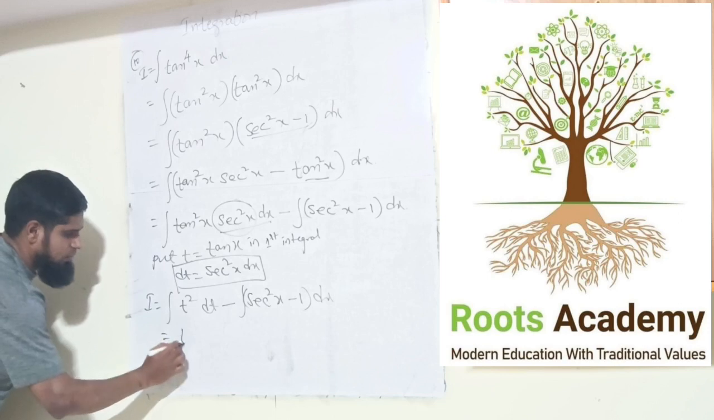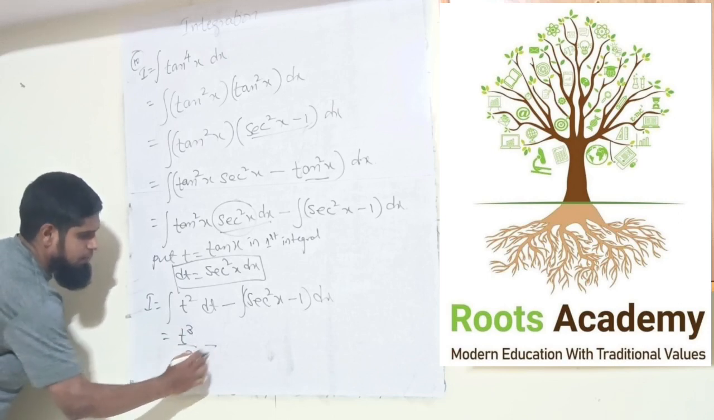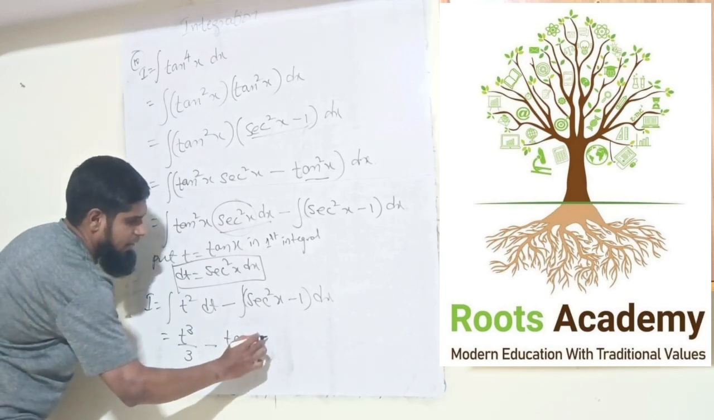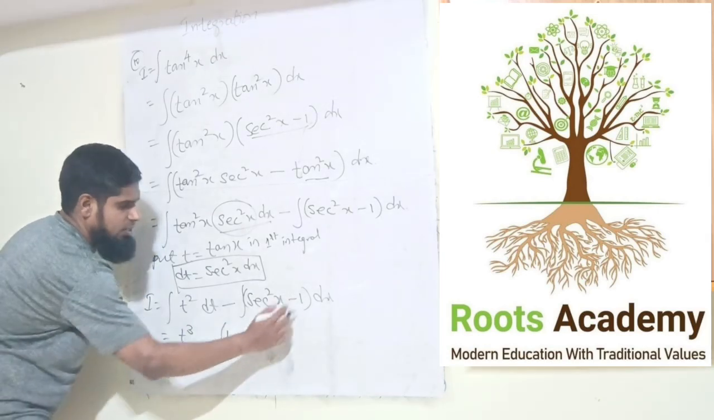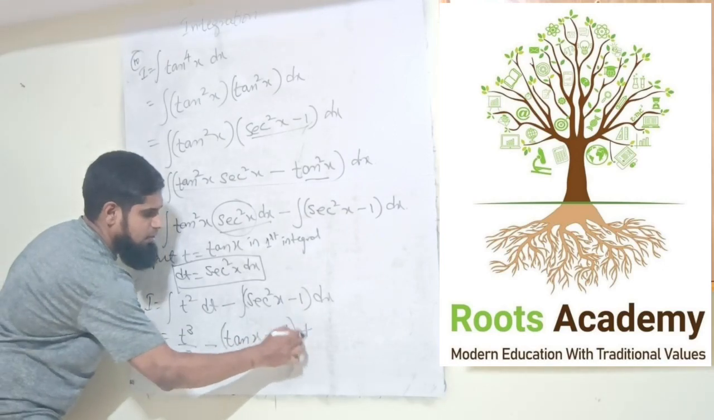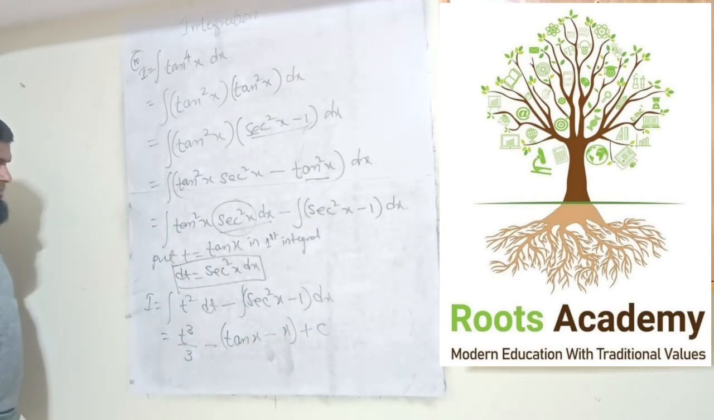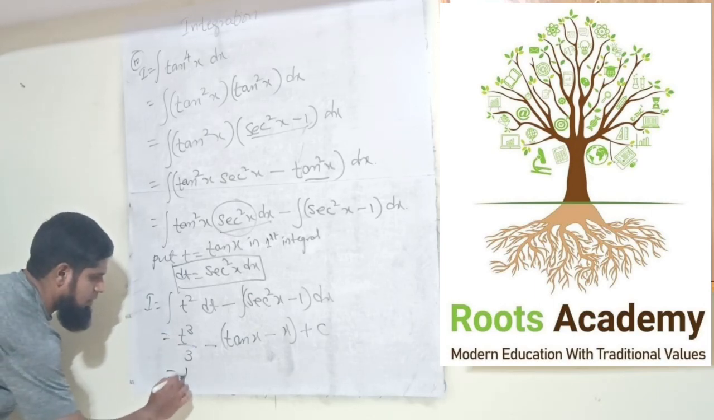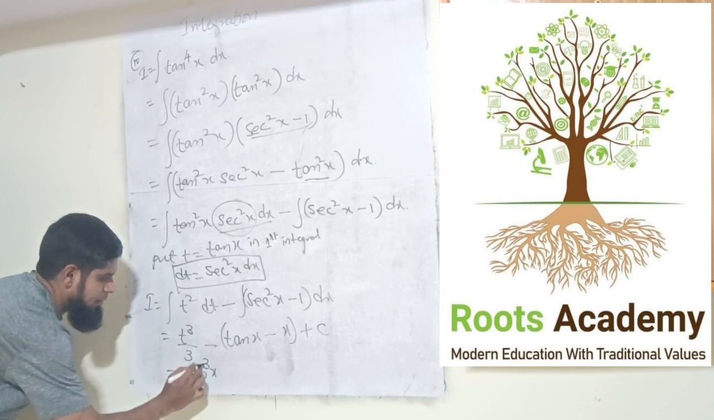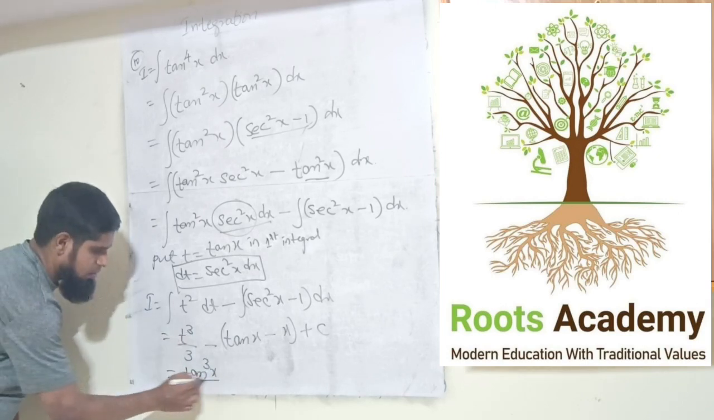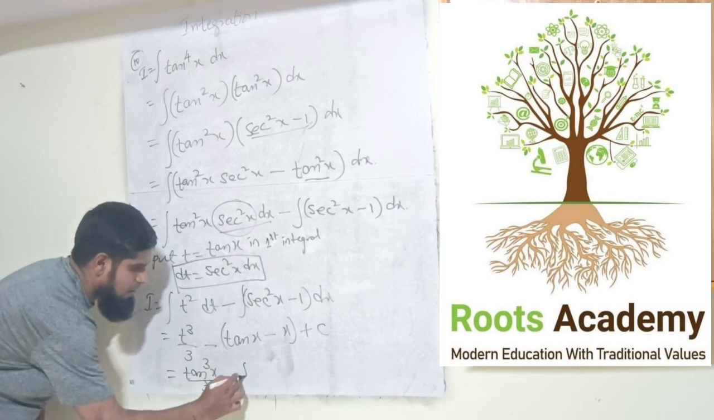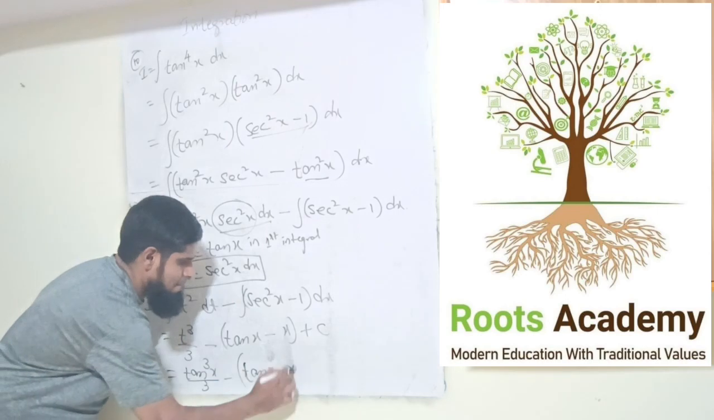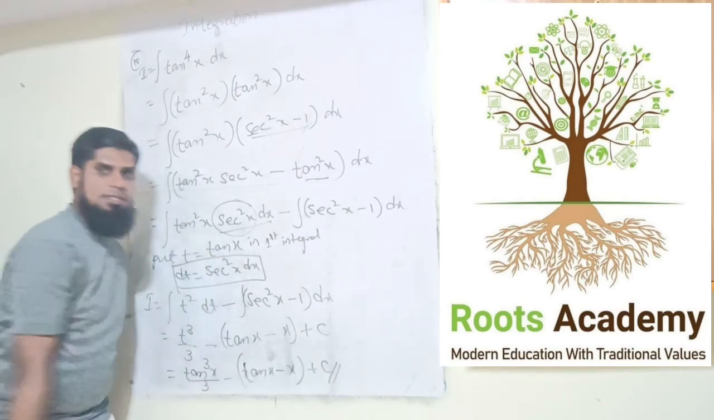Integration of t square with respect to t is t cube by 3 minus secant square integration is tan x minus integration of 1 with respect to x is x plus c. Finally, what is t value? t is tan x, and it has cube divided by 3 minus bracket tan x minus x plus c is the answer.